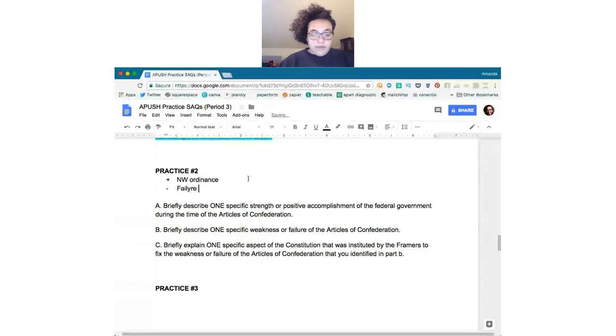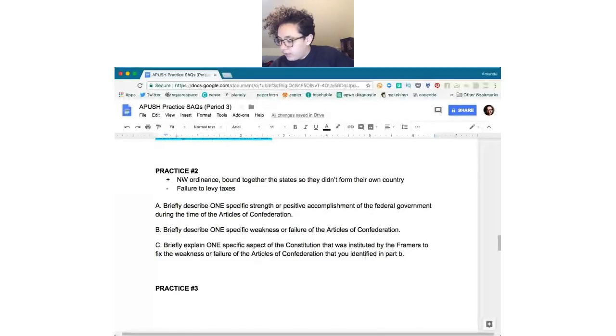That would be failure to levy taxes, could be how it falls short. It organized the colonies in some way. Yeah, right. It binds them together, right? So that they don't go off on their own country. Ability for Congress to declare war, that would be a positive or negative. Weak national government, no direct. I don't think they could declare war, so that would be a negative.